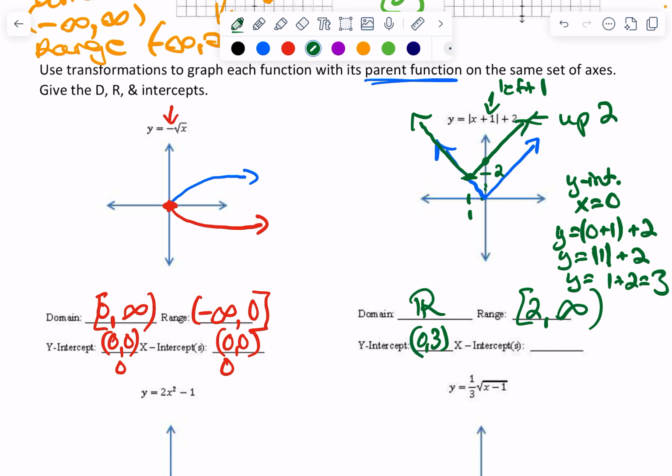Now, does this graph intersect the x-axis? No, it does not. There's none. There's not an x-intercept.